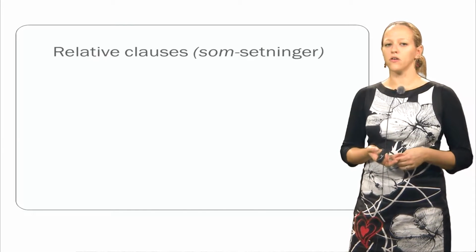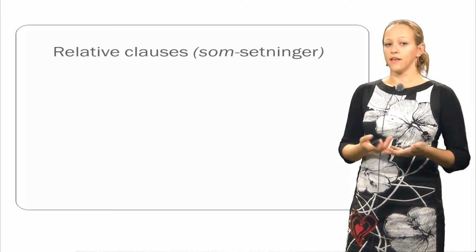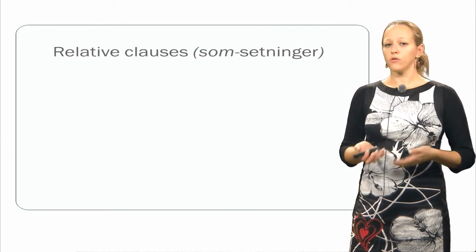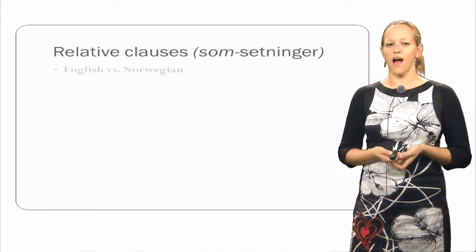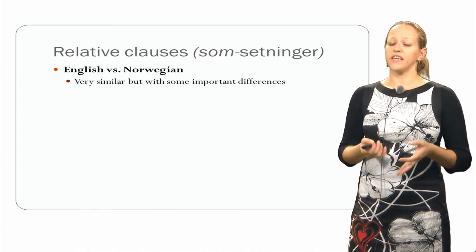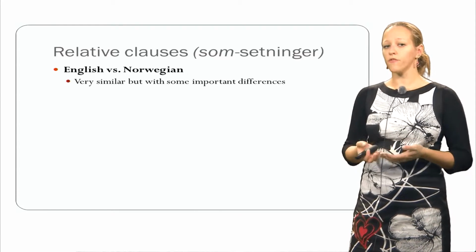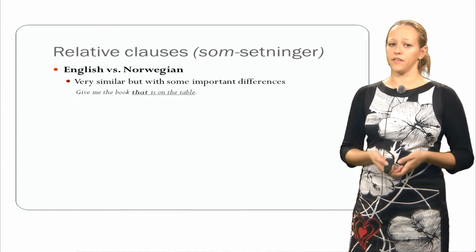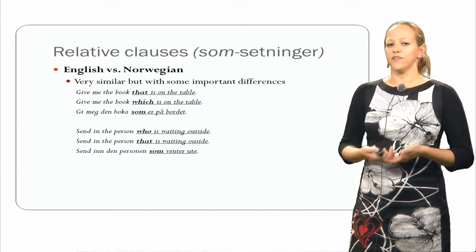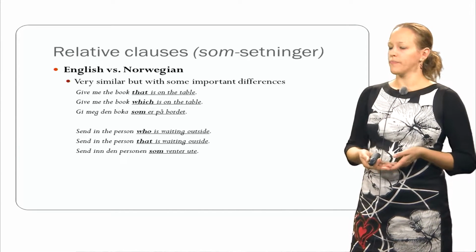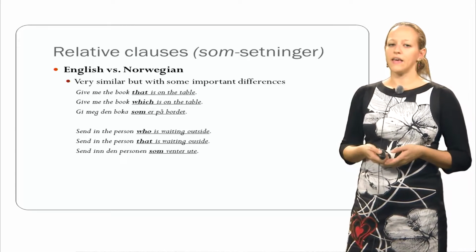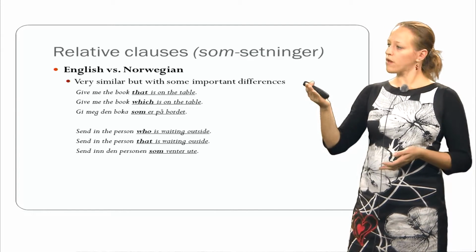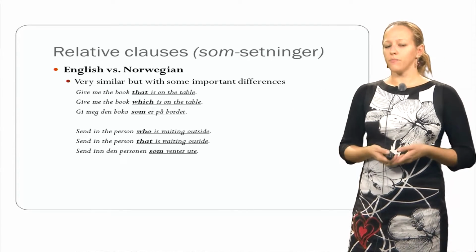Today we are only going to look at one type of subordinate clauses, so-called relative clauses, which in Norwegian are called samsetninger. So if you know what samsetninger are and how they work, you are halfway there. Because English and Norwegian here are actually very similar, and it's very helpful because you can just infer many things. But there are two important differences which we will look at now. The first one is the relative pronoun. You can see that the first sentence, give me the book that is on the table, and give me the book which is on the table. There's a different relative pronoun, but you translate it both with som.